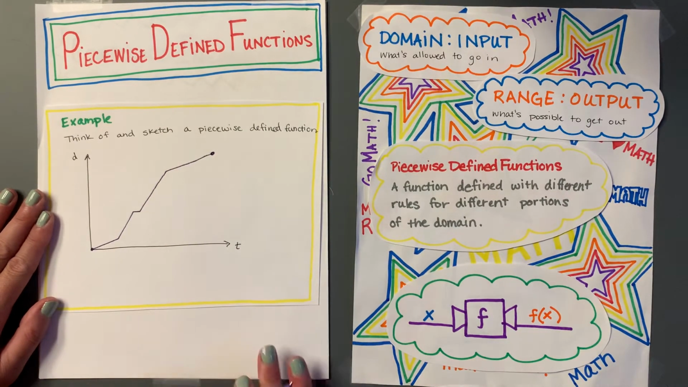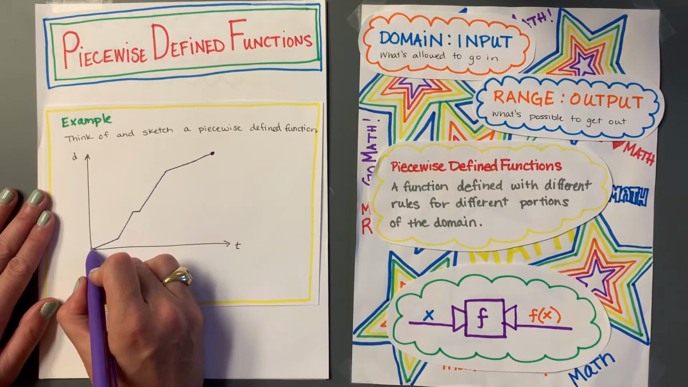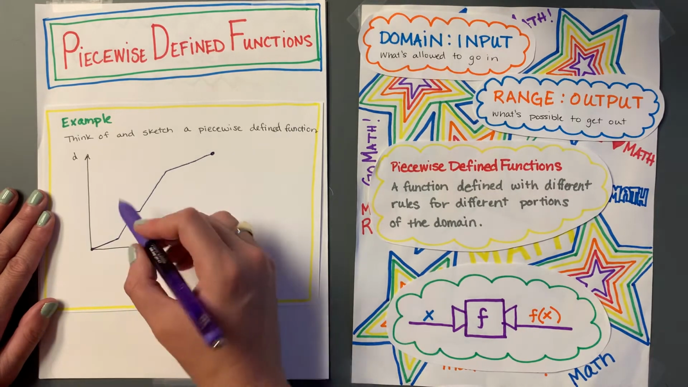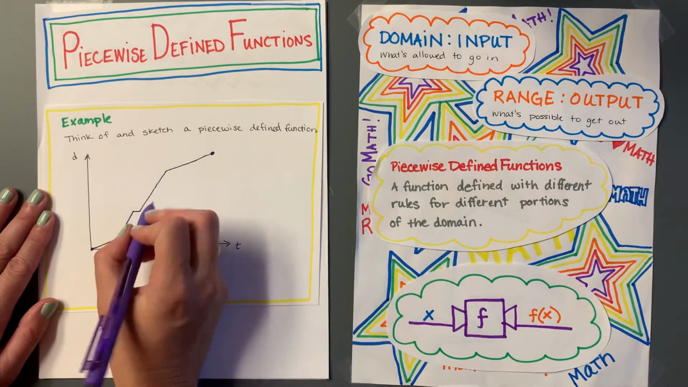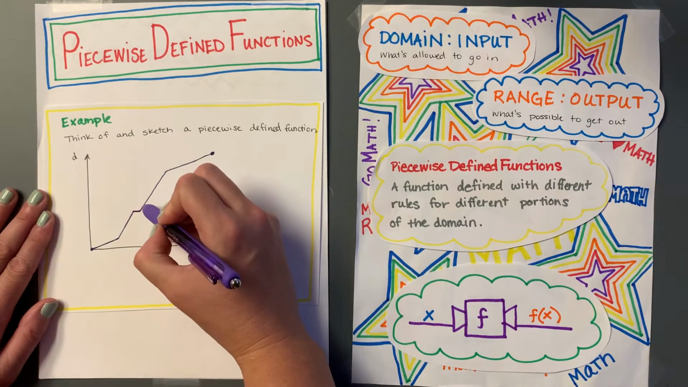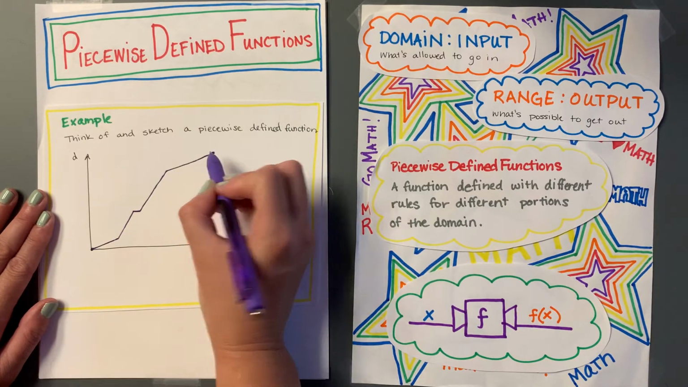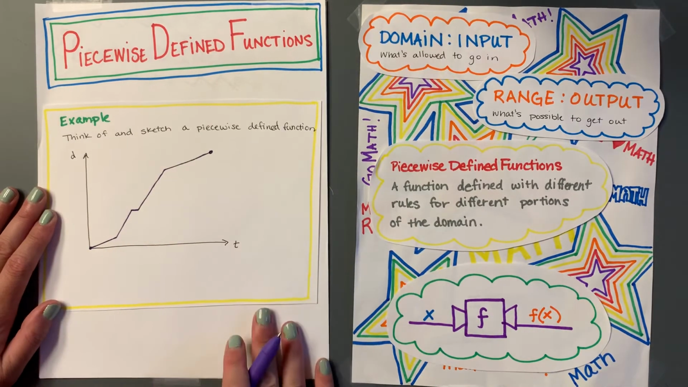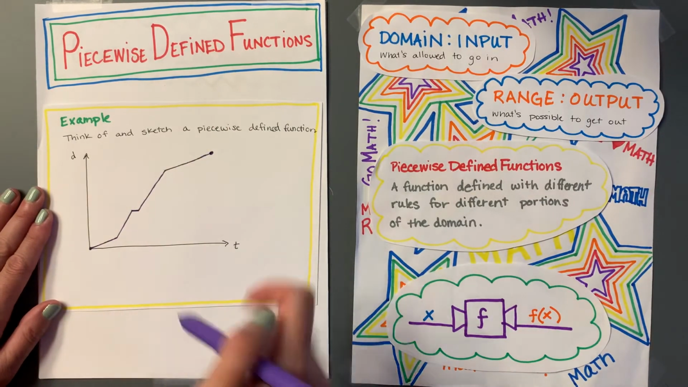So you can see that there are different rules. There are different sections. So when I leave my house, I'm driving slow. So my distance is increasing slowly. Then I get on the freeway and I'm now driving faster. I stop to get gas, so I am not moving. Get back on the freeway, I'm driving fast. I get off the freeway and I'm driving slower. So for each of these things, there is a different rule. There is not just one rule that I could write that would capture all of this.